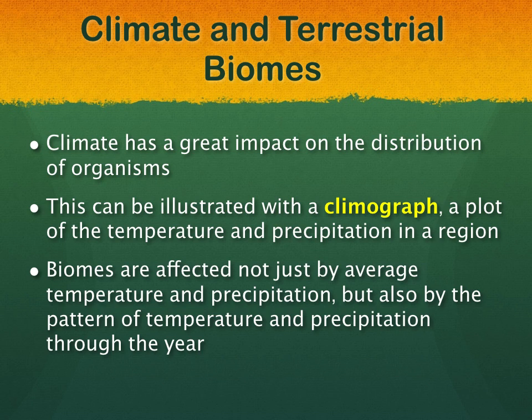Terrestrial biomes are also very interesting. Climate has the greatest impact on the distribution of organisms within a terrestrial biome. Typically, these are illustrated by a climograph, which I'll show you in the next slide, and that's a plot of temperature and precipitation in a given region. Biomes are affected not just by the temperature and precipitation, but also by the pattern of the temperature and precipitation throughout the year.